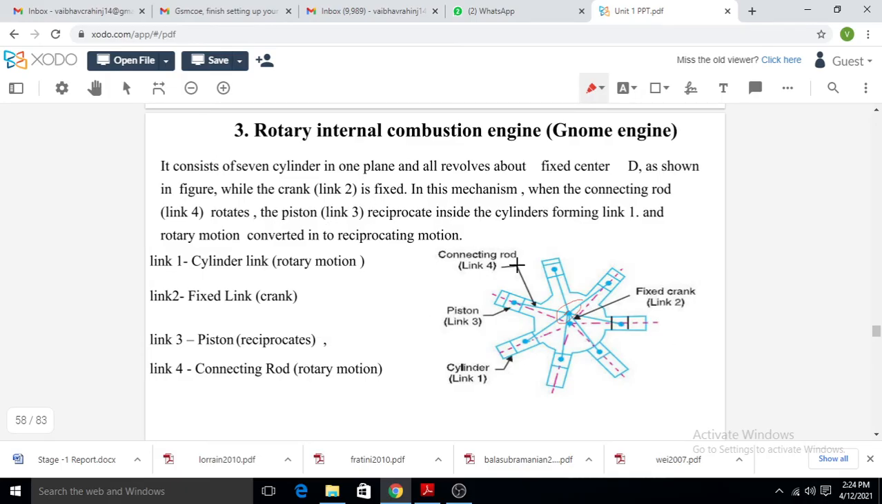Here we consider different links. The first link, link 1, is the cylinder, link 2 is called the crank, link 3 is called the piston, and link 4 is called the connecting rod. Okay, in the rotary internal combustion engine or GNOME engine there are 4 links. Link 1 is the cylinder, link 2 is the crank, link 3 is the piston, and link 4 is the connecting rod.